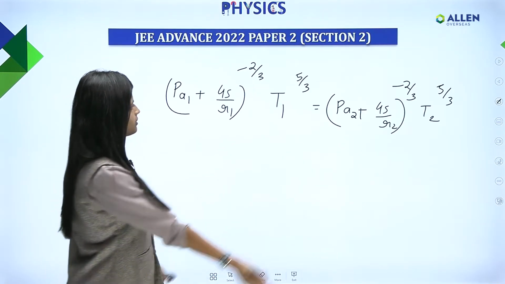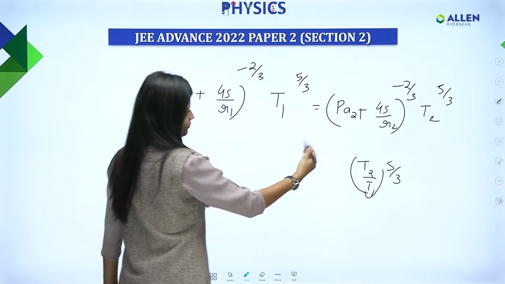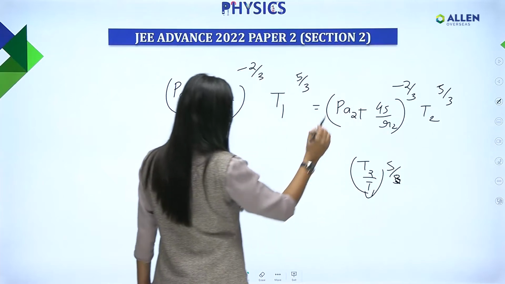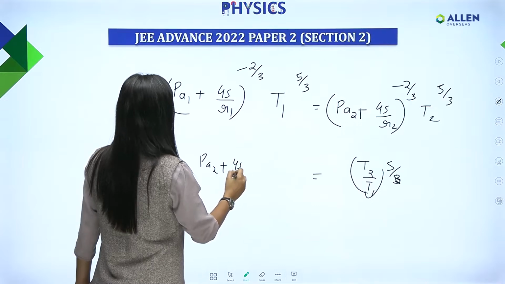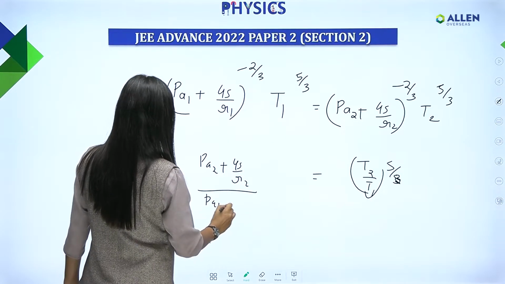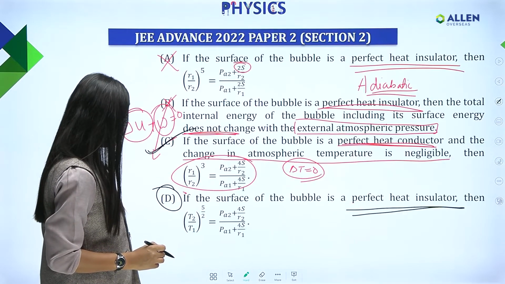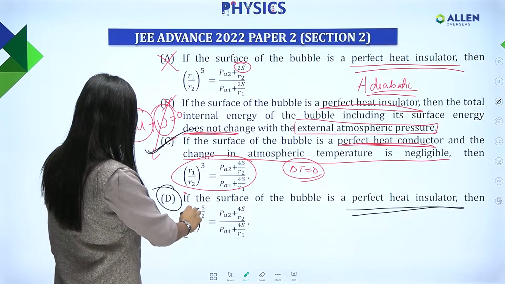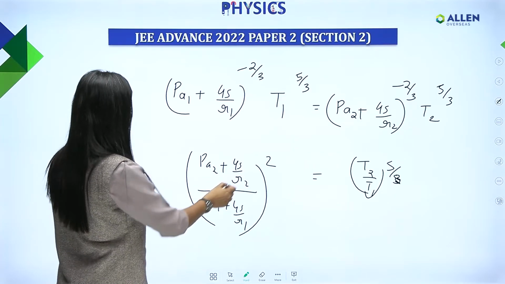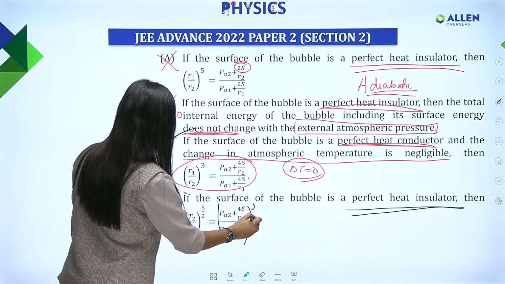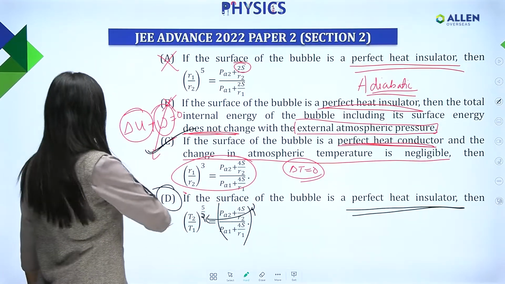So T2 by T1 raised to the power 5 by 3, or on taking cube of both the sides you will get here 5, and here you will get PA2 plus 4S by R2 divided by PA1 plus 4S by R1 whole square. So let's see, let's match the option. Okay, here T2 by T1 raised to the power 5 by 2 is this. Okay, so we were getting square here. So this will be square, and if it comes down, it will become 5 by 2. So this option is also correct.